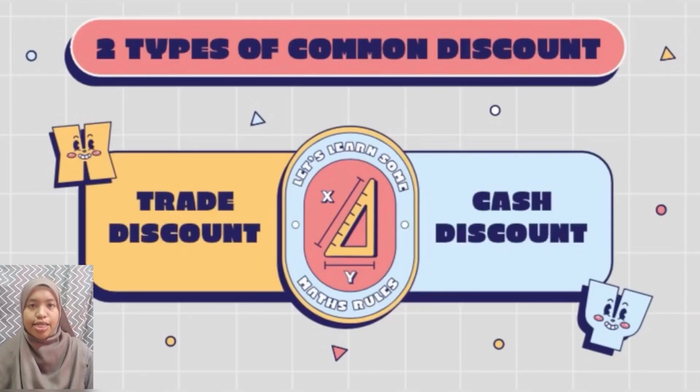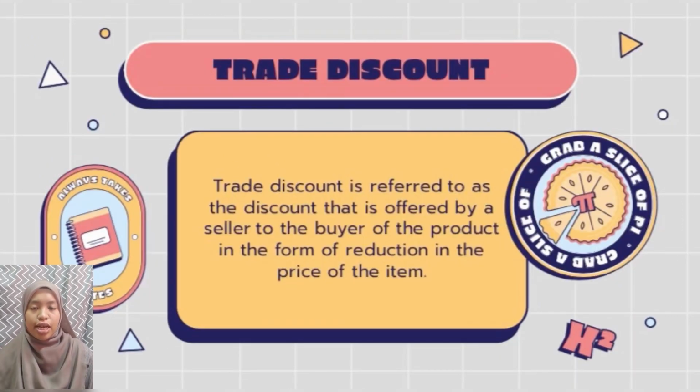53,342.07. Hi, Assalamualaikum. My name is HUMAIRA binti KHAIRI, and I will present about this topic as you can see in this slide. For an introduction, there are two types of common discount, which is known as trade discount and cash discount. If you see in the slide, trade discount is referred to as the discount that is offered by a seller to the buyer of the product in the form of reduction in the price of the item. Simply can be said that trade discount is a discount of the list price of an item.